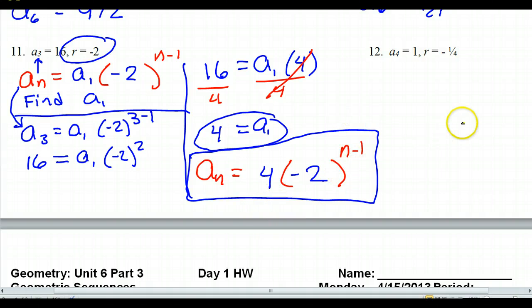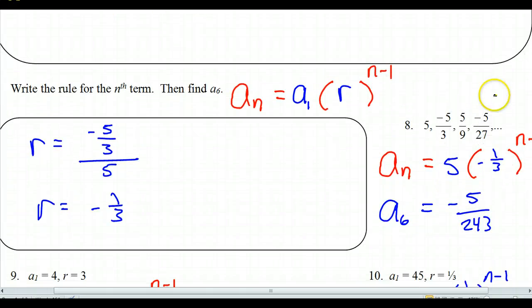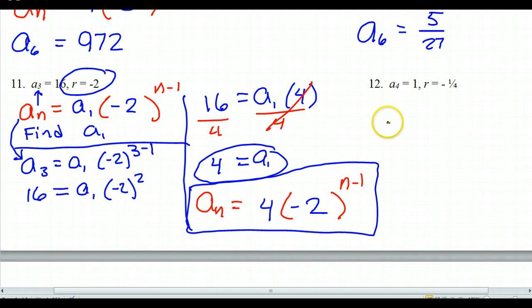Alright, now there's one other part to the directions though. If I look back at the directions, we're supposed to write the rule for the nth term, but then we're also supposed to find A6, the 6th term. So I think the easiest way to find that sixth term, A6, is to use the table function of your calculator. So we are using the TI-30 XS multi-view.